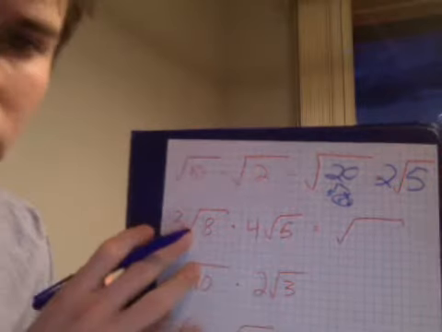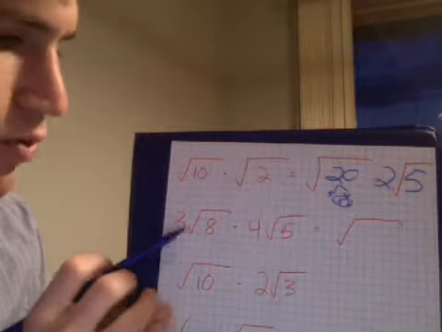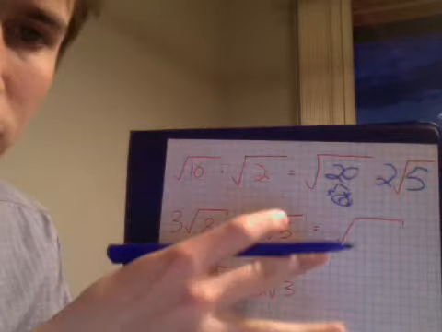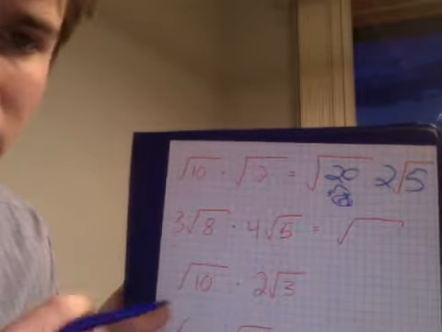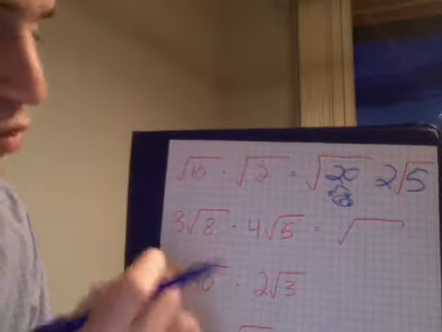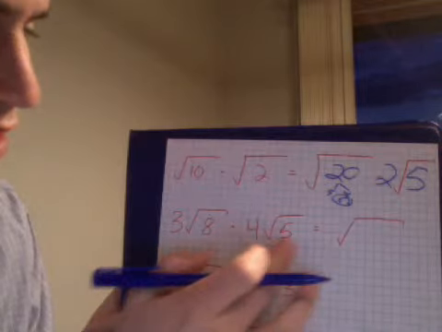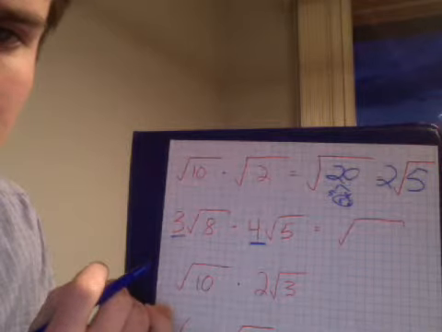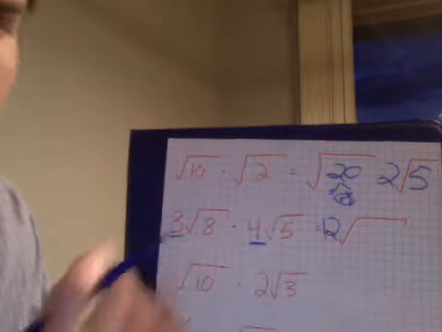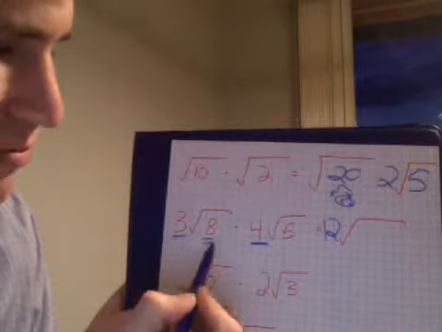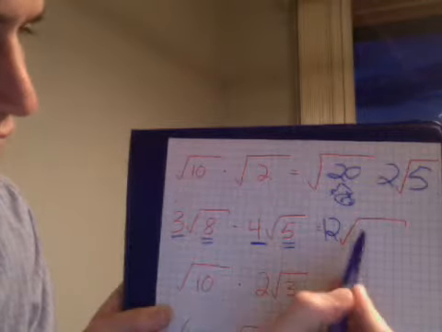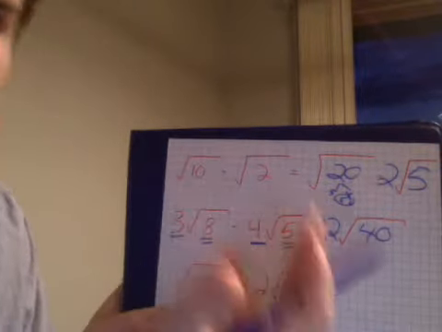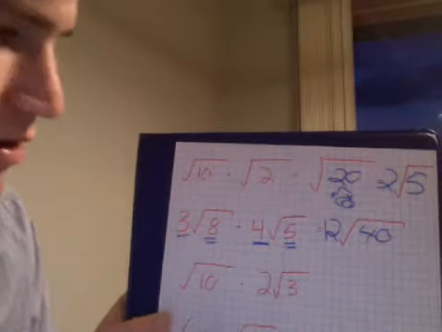Now, let's move on to a couple more complex ones. 3 square root of 8 times 4 square root of 5. Remember, I'm going to multiply first, and then I'm going to simplify at the end. So, when you have numbers on the inside and outside of the radical, multiply outside numbers with outside numbers. So 3 and 4 gives me 12. Multiply inside numbers with inside numbers. 8 and 5 to get 40. Then at the very end, see if I can break numbers down.